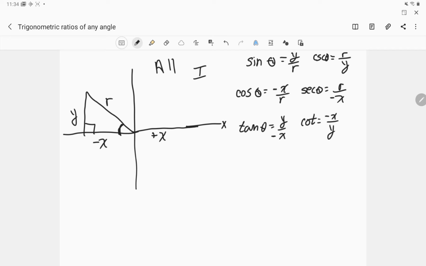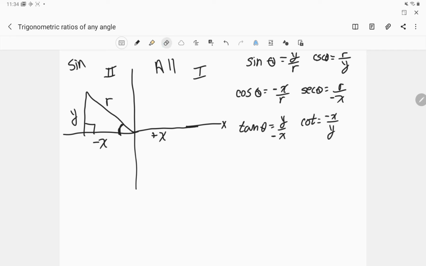So what you should notice is that sine and its reciprocal, because they always go together, are the only things that are positive about this. So in this quadrant, sine and its reciprocal are the only thing that's positive. This is quadrant 2.